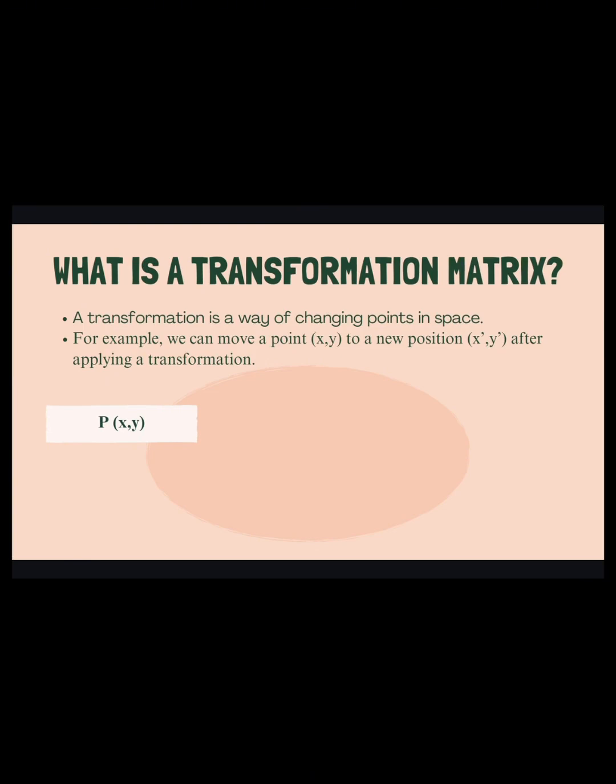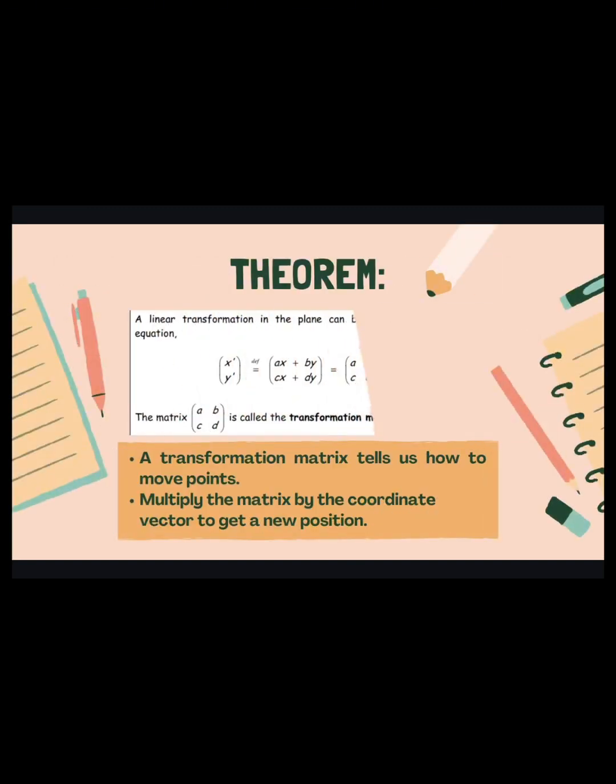Now let's see what transformation matrices are. A transformation is a way of changing points in space. For example, we can move a point (x, y) to a new position (x', y') after applying a transformation. Next, the theorem: a transformation matrix tells us how to move points. We multiply the matrix by the coordinate vector to get a new position. For example, x' equals a times x plus b times y, and y' equals c times x plus d times y, as you can see here.